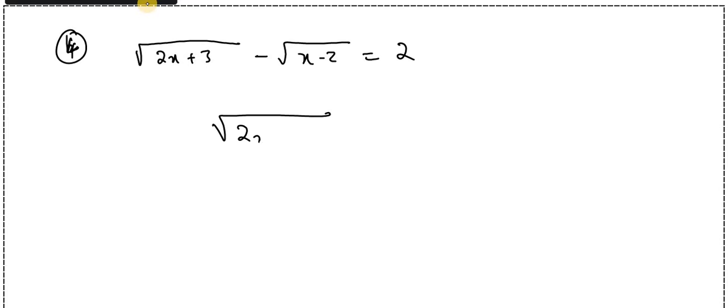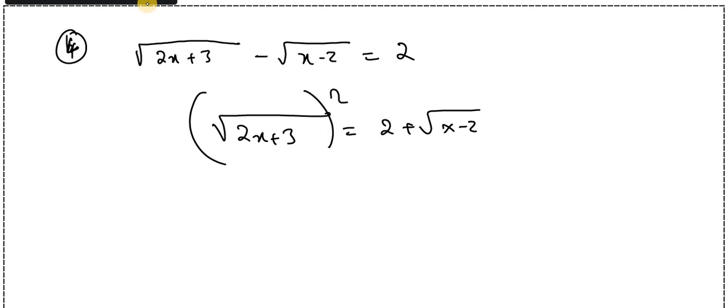Yeah, so let me do number 4. You have a square root of 2x plus 3, then this is minus the square root of x minus 2 is equal to 2. Here, we just need to have one side with a square root. So we take one to the other side. This is going to be square root of 2x plus 3 is equal to 2 plus square root of x minus 2.